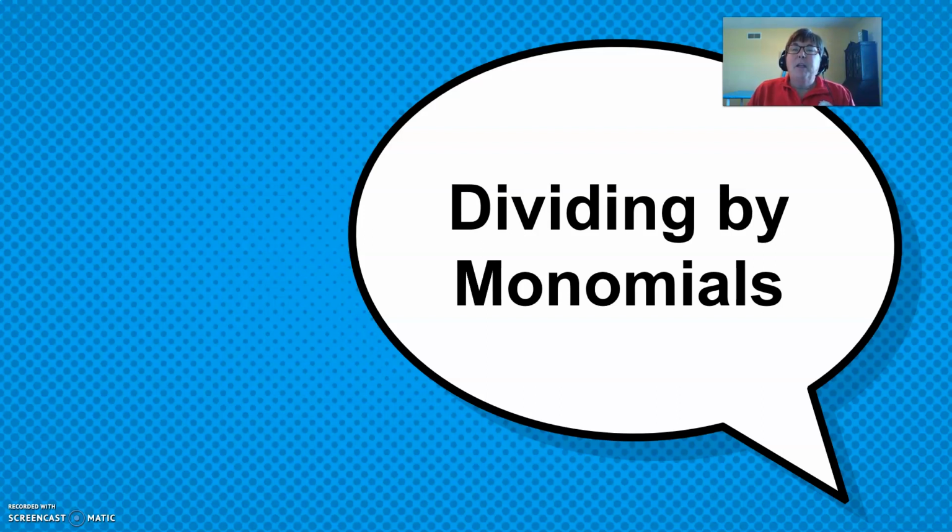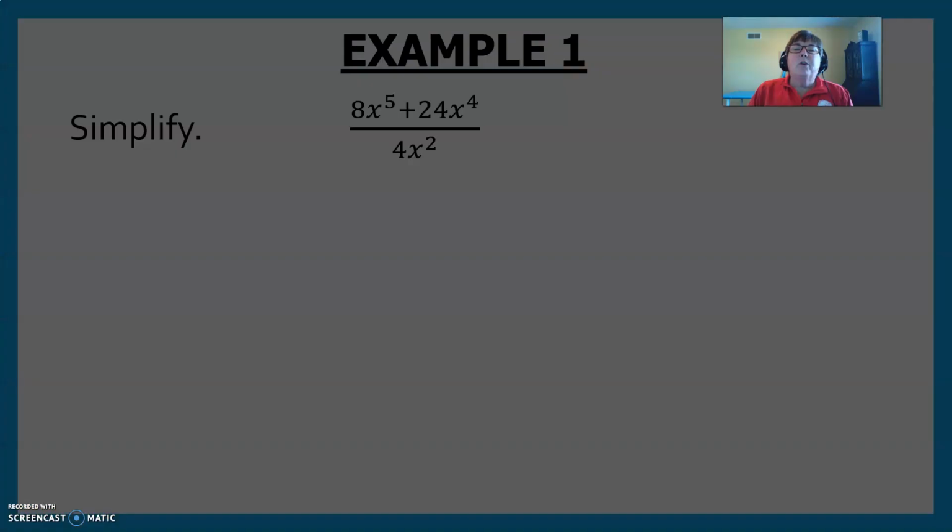We will spend 2 lessons this week and then 2 next week on division. And so we're going to start out simple, and then we're going to progress to things that are more complex. So the first thing we're going to look at is just dividing a polynomial by a monomial. So here's our first example.